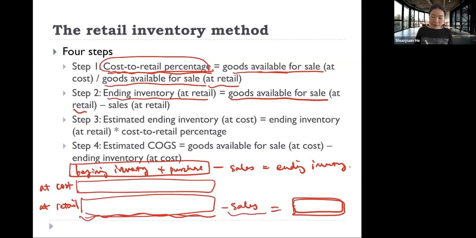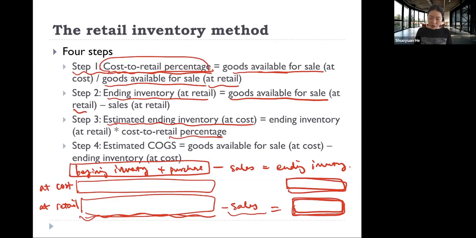And then step 3, the estimated ending inventory at cost. We need to move to this number, the ending inventory at cost. How do we know this number? We're assuming the ratio of cost to retail is constant. So after we estimate the ending inventory at retail, we multiply it by the cost to retail percentage we calculated in step 1. And then we estimate the cost of the ending inventory.